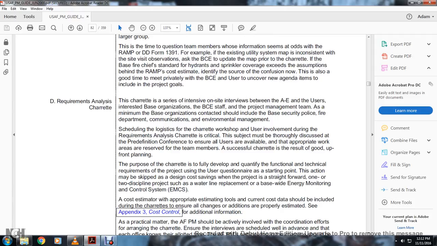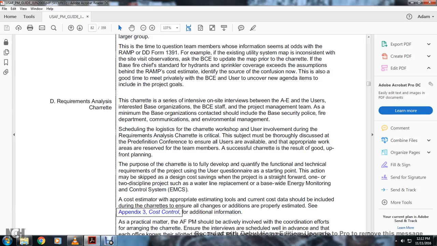The requirements analysis charette is serious and intensive, with on-site interviews between the architectural engineer, interested parties of the base organization, base civil engineering, and engineering staff of the project management team. As the minimum, the base organization contacts should include base security police, the fire department, communications, environmental management, scheduling, and logistics. The charette workshop, the user involvement during the requirements analysis charette is critical. The subject must be thoroughly discussed at the pre-definition conferences.